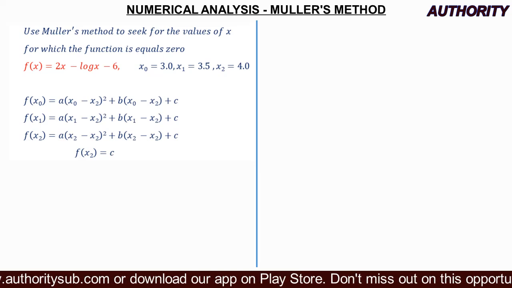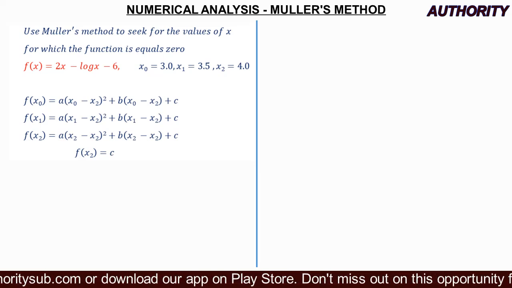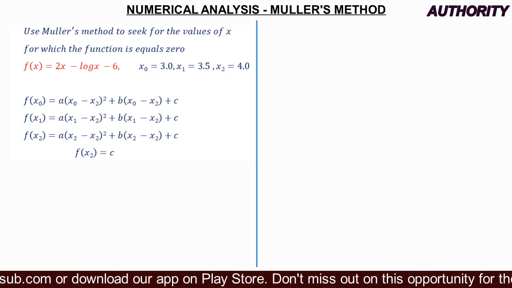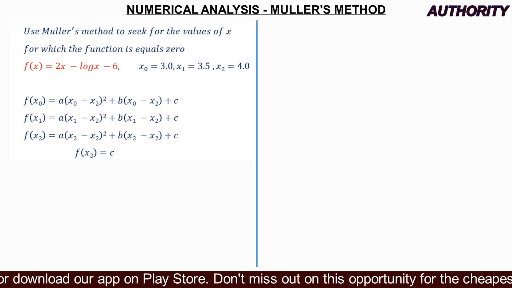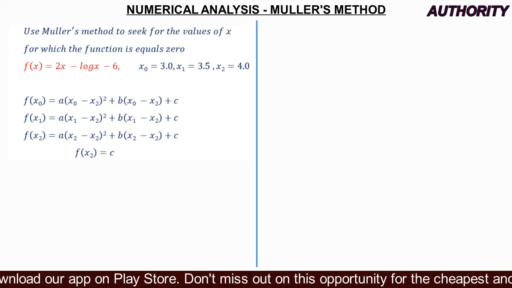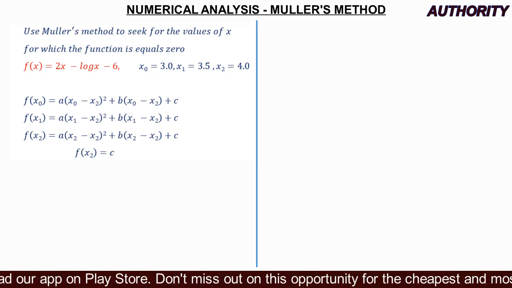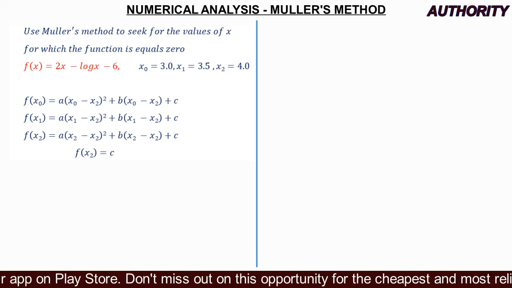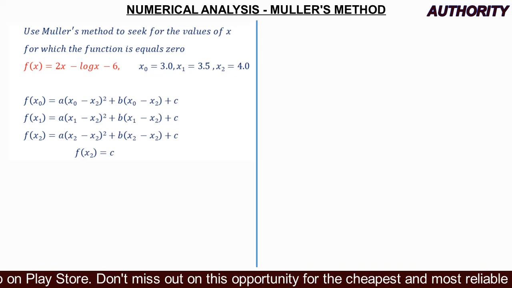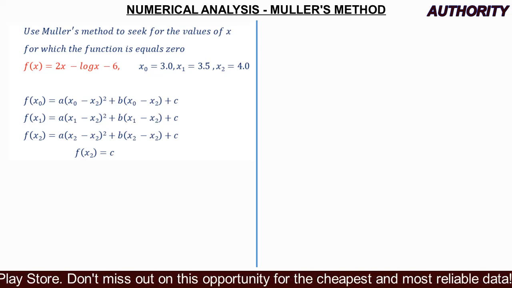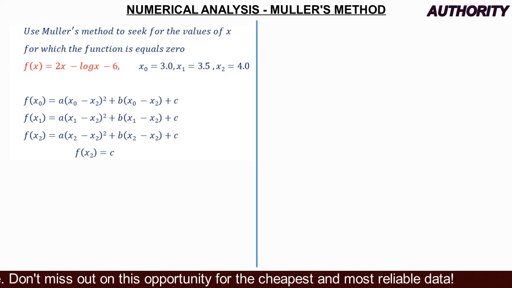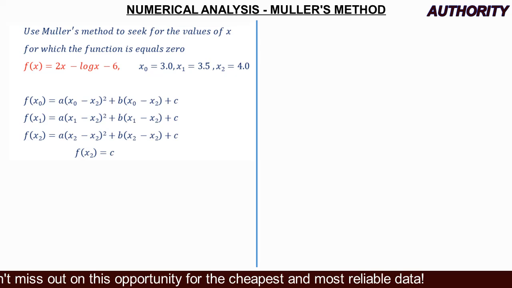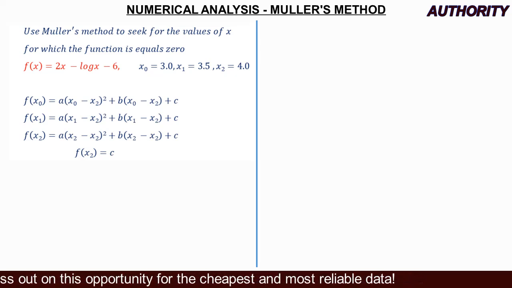In this formula, we have f of x naught is equal to a open bracket x naught minus x2 close bracket squared plus b open bracket x naught minus x2 close bracket plus c, and then f of x1 is equal to a open bracket x1 minus x2 close bracket squared plus b open bracket x1 minus x2 close bracket plus c. So in this place, you will know that c is f of x2. So we are going to write f of x2 there.